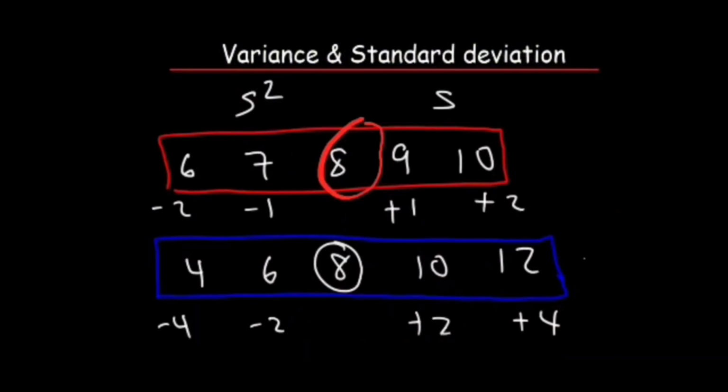In this video, we're going to talk about how to calculate the variance and the standard deviation of basically a list of numbers. So the standard deviation and the variance tell us the spread of the data, like how far the data is from the mean.